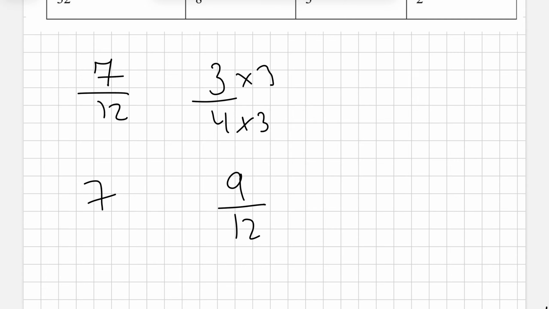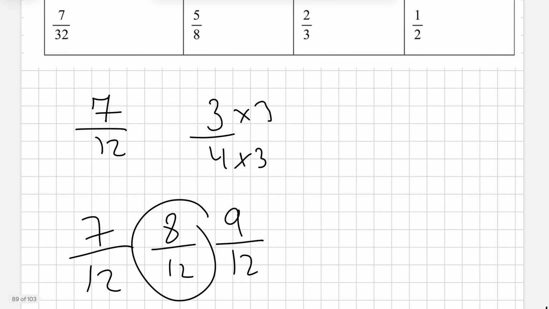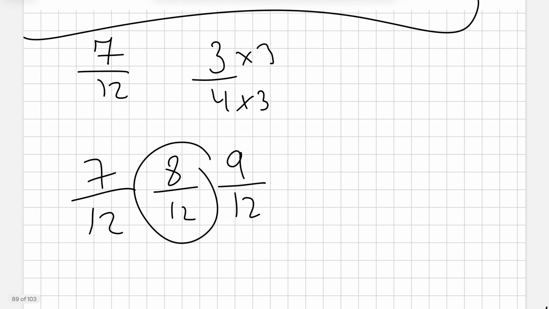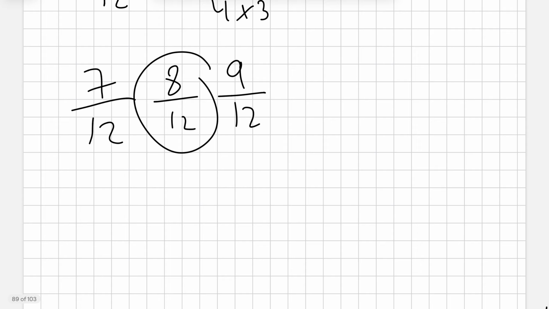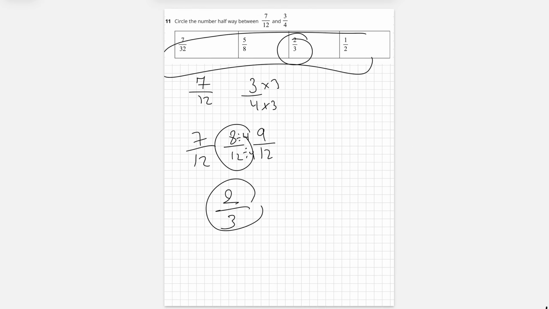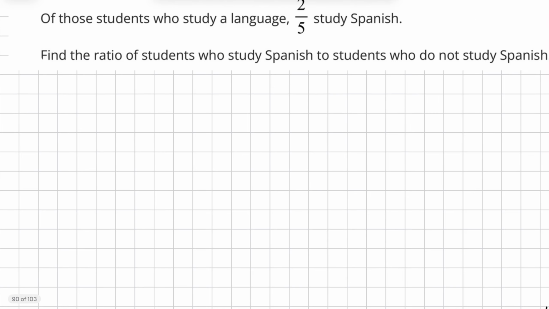And we are searching for a number halfway between them. Halfway between them, what's before 9? It's going to be 8 over 12. So which of these is equal to 8 over 12? We're going to have to simplify this. Divide this by 4, and this by 4. If you do that, this becomes 2 over 3. Which of these is 2 over 3? That's it. Simple, easy, fantastic.